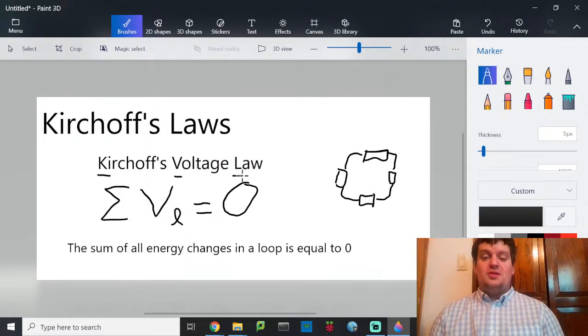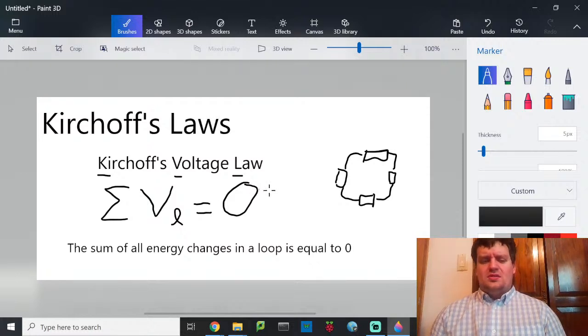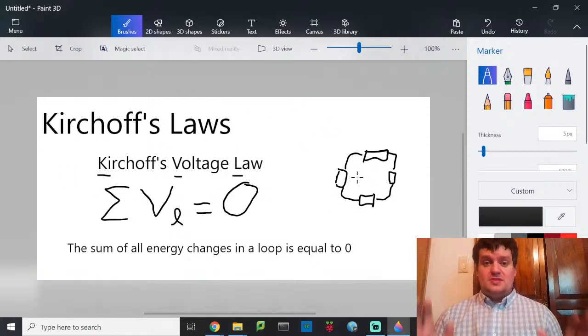KVL. We're going to be using KVL and KCL extensively in this course. If you don't understand KVL and KCL, you're going to fall behind in this class. We're going to be talking about KVL and KCL extensively on Thursday. I believe I devote at least two lectures to it because it is such a very important concept. You have to be able to understand KVL and KCL. So this is KVL. Traveling around in a loop is equal to zero.